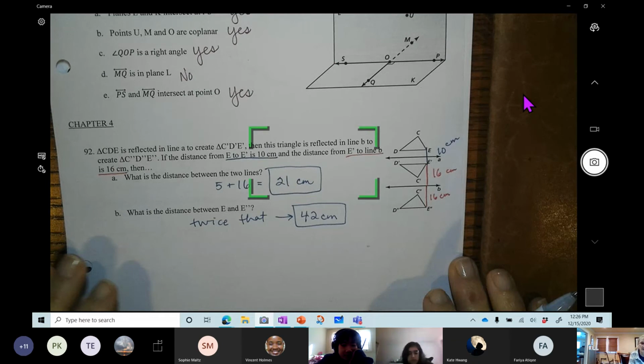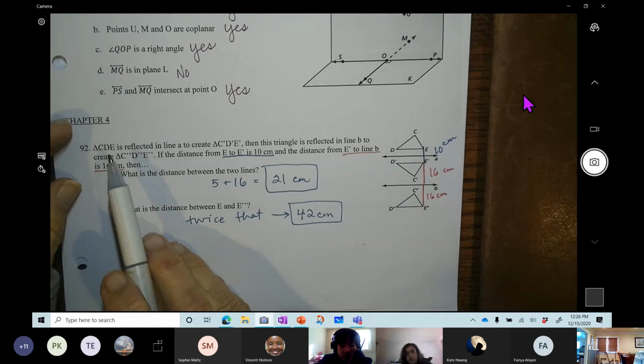This one in particular, chapter 4, I really wanted to go over this because we spent one day on it, and it's a super useful theorem, and you can definitely count on seeing it on the final. Whenever you have a reflection, and this works for both reflections and rotations.